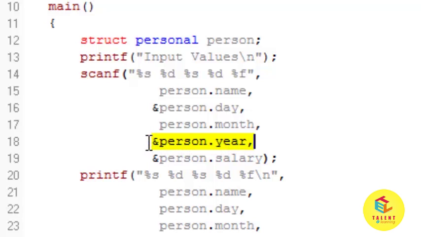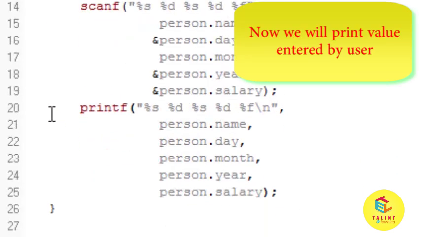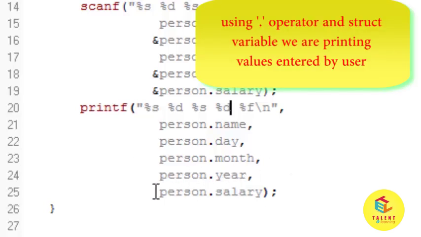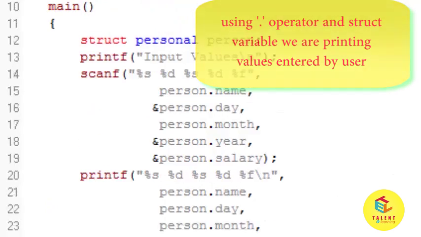So we are taking input from the user for the various properties. Once the properties are entered, we want to print all the values entered by the user using the structure variable access. We have written all the type specifiers in the double quotes, and after that one by one we print the values. First we print the name by person.name, after that person.day, person.month, person.year and person.salary. This way we can use the dot operator to access the structure properties.